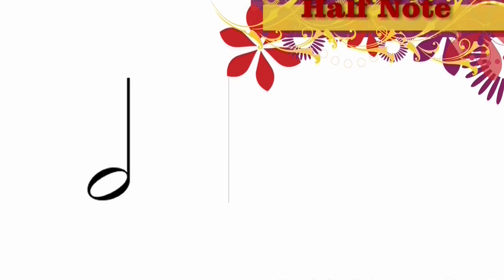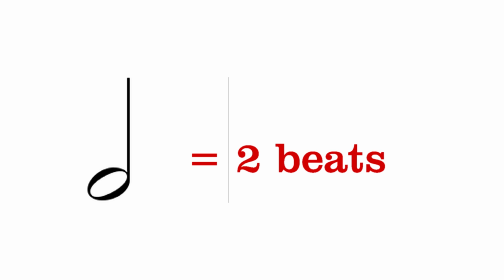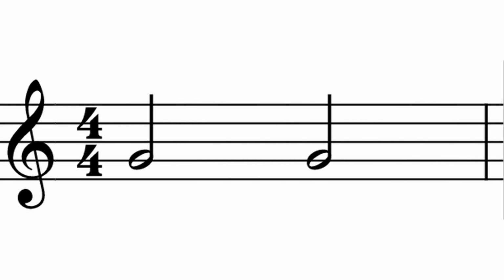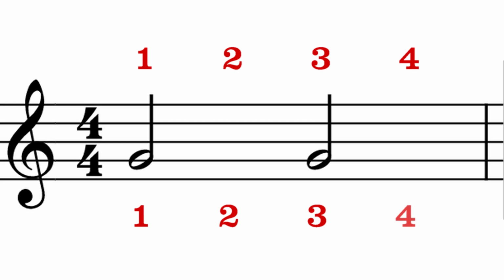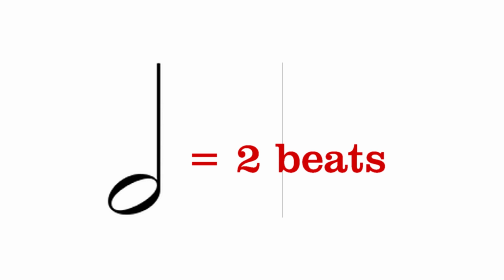A half note looks like this. It has a stem like a quarter note, but the note head isn't filled in. A half note is held twice as long as a quarter note, so it most commonly gets two beats. In a 4/4 measure, playing only half notes would sound like this. So again, this is a half note and it gets two beats.